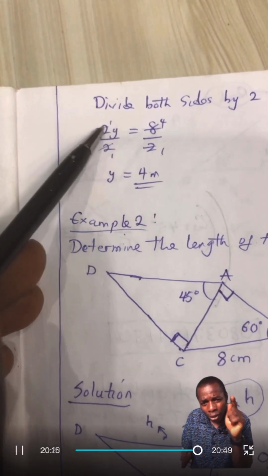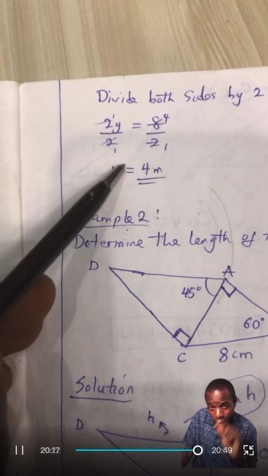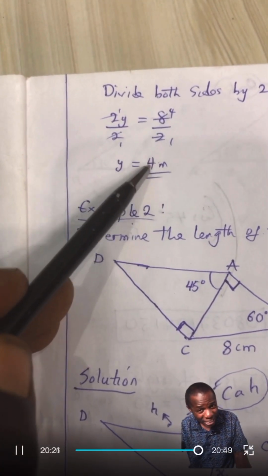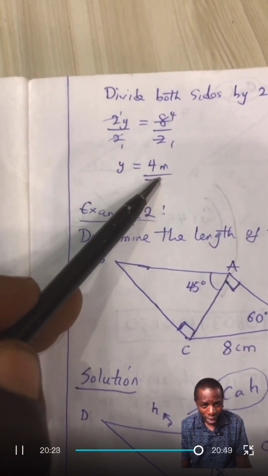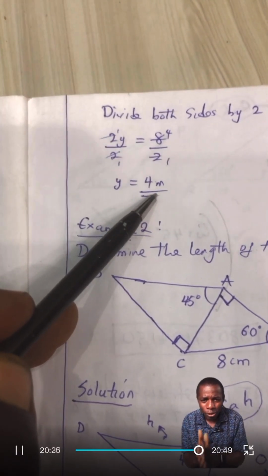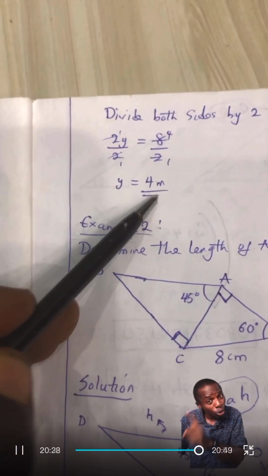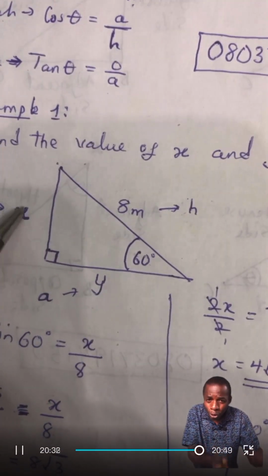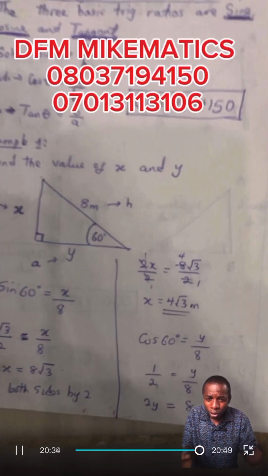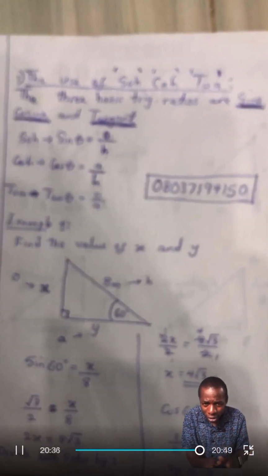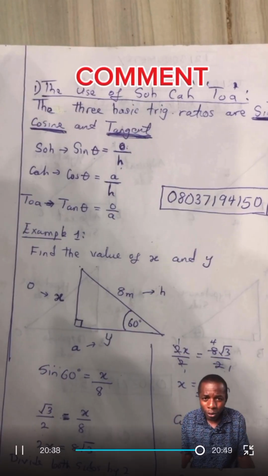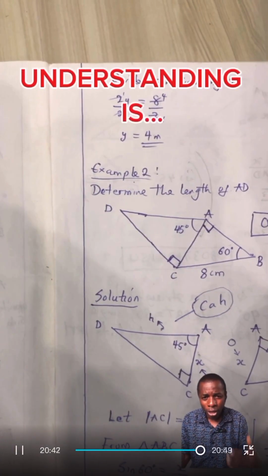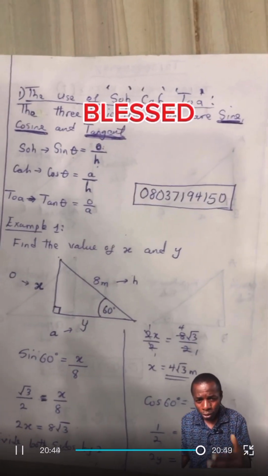So when 2 divides 2, you have y, and that's what you're looking for. And when 2 divides 8, you have 4 meters. So we succeeded in getting the value of y also. You use the known values to find the value of the unknowns. You can't get the unknowns together; you get them separately using the known value. So we succeeded in solving example 1. So let us move to example 2.